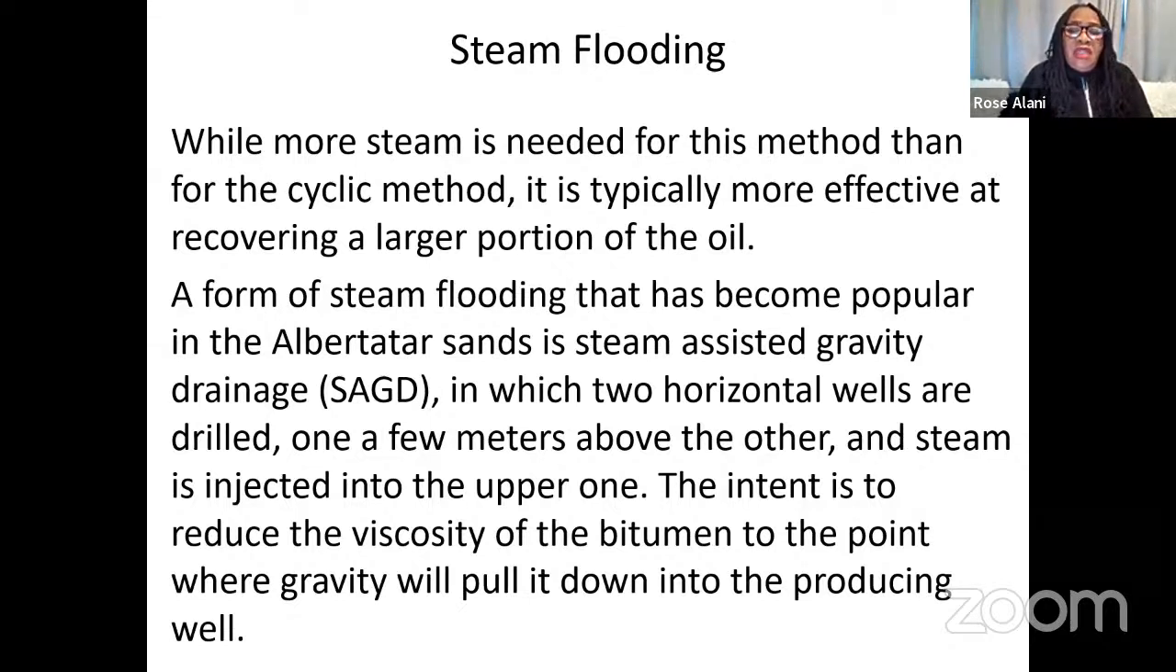A form of steam flooding that has become popular in the Alberta sands is steam-assisted gravity drainage. In this case, two horizontal wells are drilled, one a few meters above the other, and steam is injected into the upper one. The intent is to reduce the viscosity of the bitumen to the point where gravity will pull it down into the producing well.